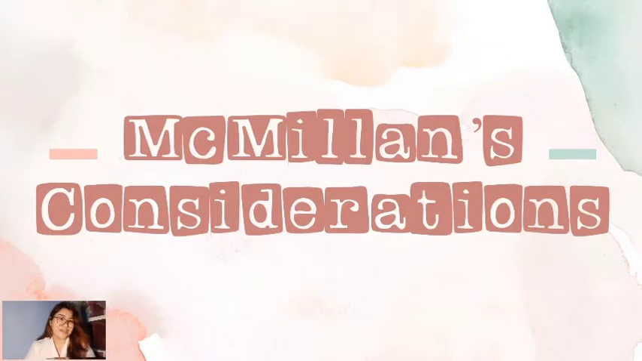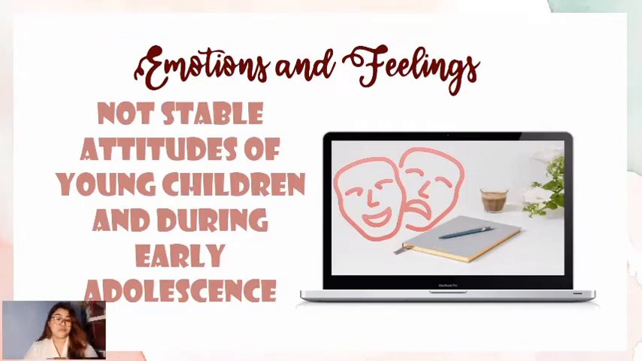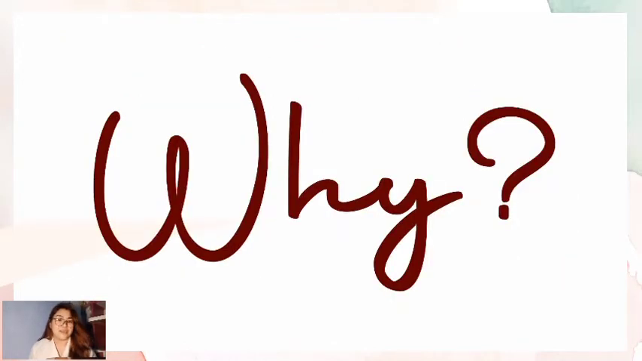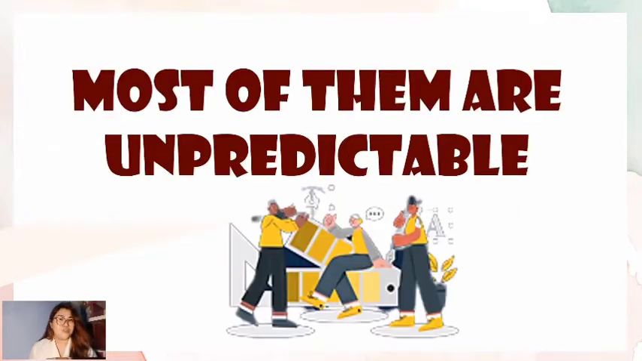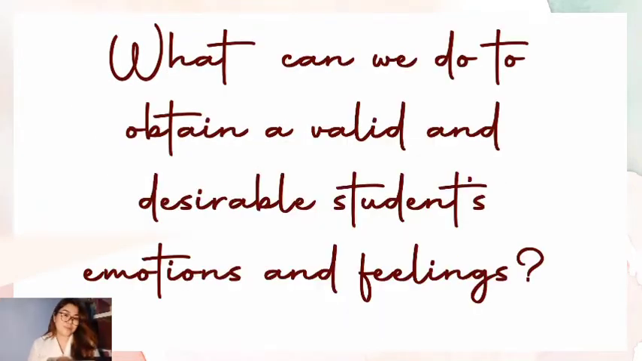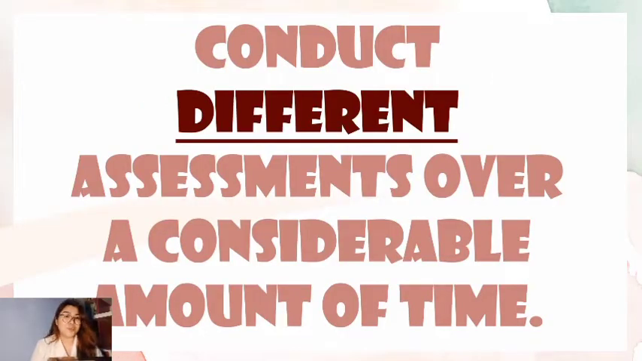Let us now proceed to Macmillan's considerations. First, we have the emotions and feelings. Emotions and feelings are not stable attitudes of young children and during early adolescence. Why? Because most of them are unpredictable. So what can we do to obtain a valid and desirable measure of students' emotions and feelings? First, we conduct different assessments over a considerable amount of time. In this case, the teacher can obtain the dominant or prevalent affect of the students.